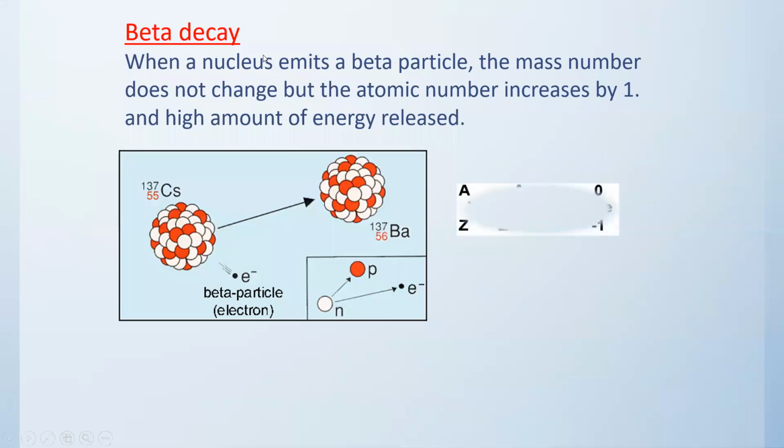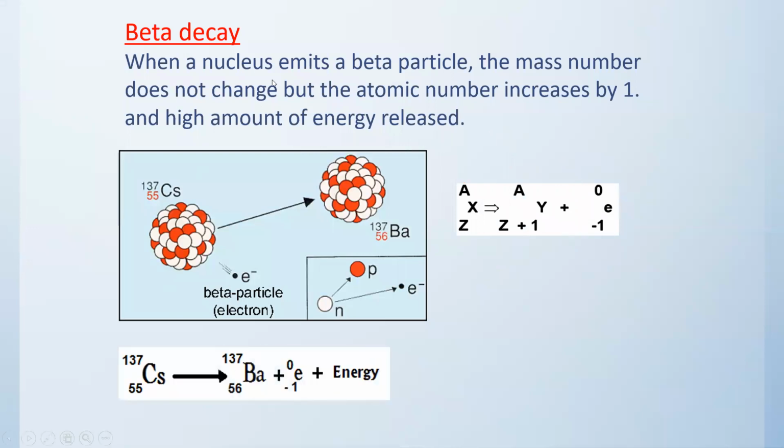So in the general equation for beta decay, the nucleon number remains the same, and the proton number, or atomic number, always increases by 1, and this is the symbol for beta. So here cesium is there, 137, remains 137, but why does the element change? Because the number of protons changes, it increased by 1, so 55 will become 56, and this is the symbol for beta, and there is also energy release.